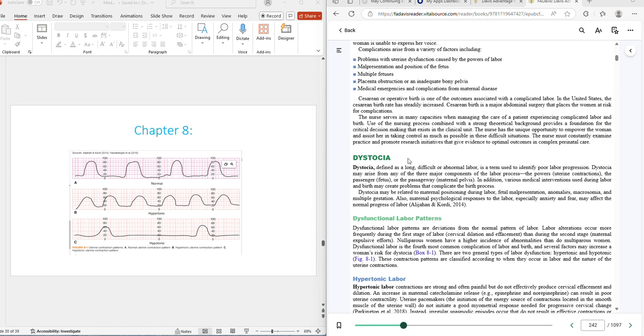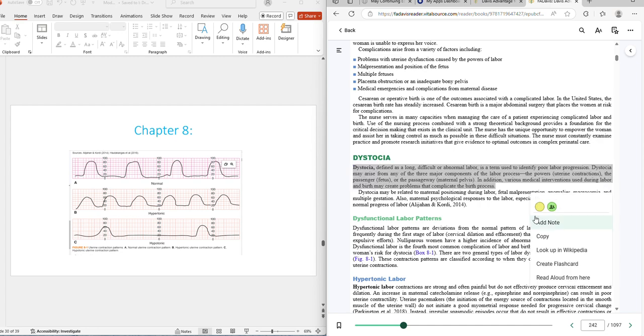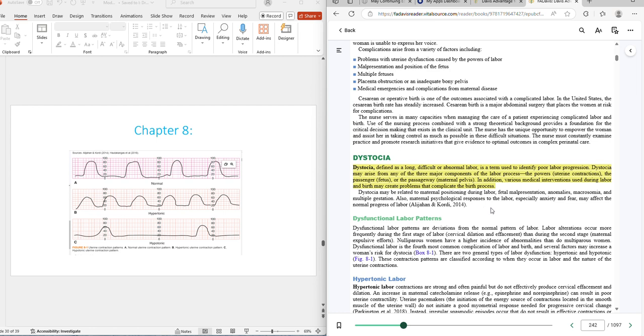Alright, dystocia. This is a term for long, difficult, or abnormal labor. Okay? Poorly defined as poor labor progression, uterine contractions, like something's going wrong. It's just not going as we planned. So maybe a breech baby, maybe a cervix is swelling, but something's going on. Okay? So make sure you understand that term.